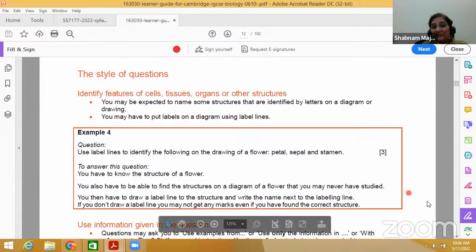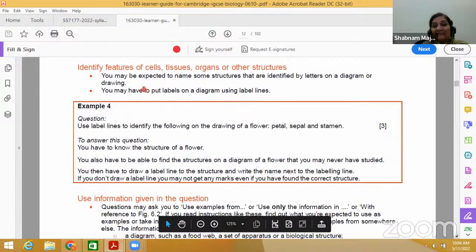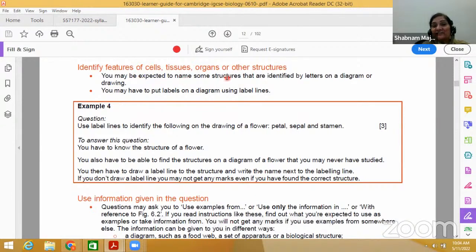Now, style of questions, please. This is very important. Style of question: identify features of cells, tissues, organs, or other structures. You may be expected to name some structures that are identified by letters on a diagram or drawing.